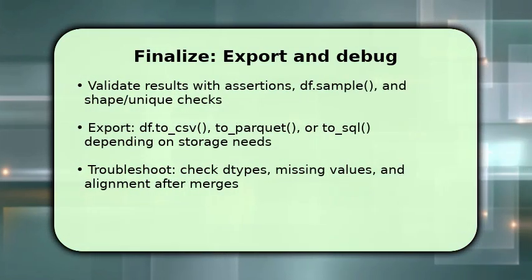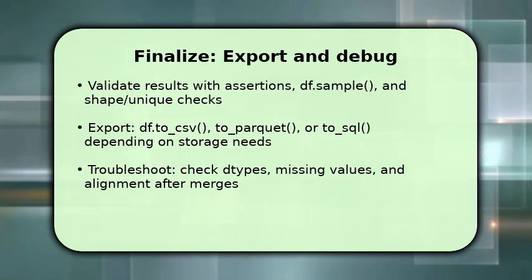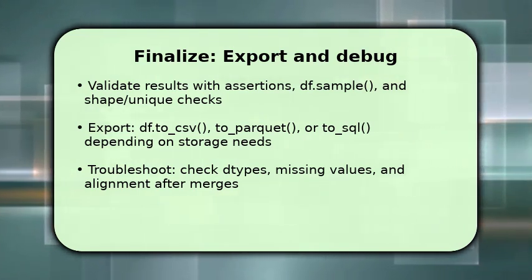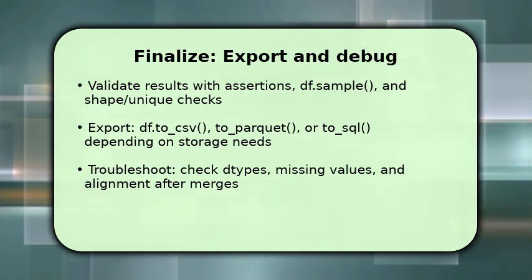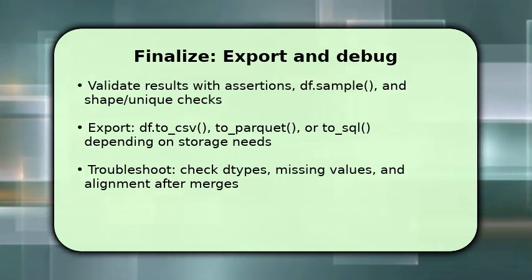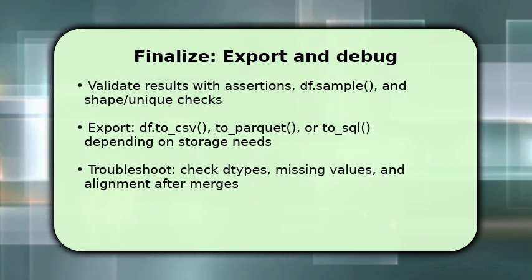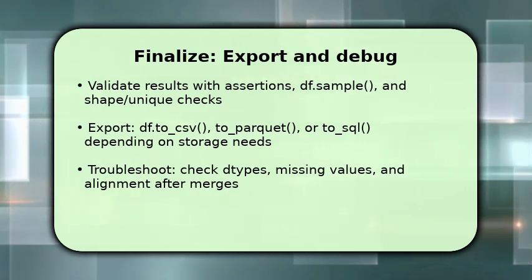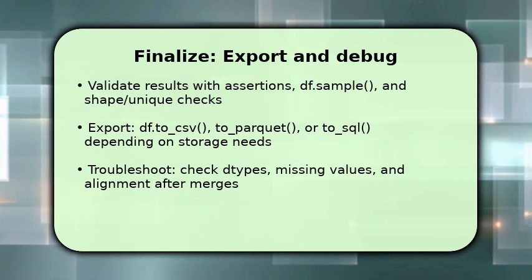You finalize by validating outputs. Run assertions on expected row counts, inspect df.sample, and check unique values and shapes to confirm transformations. Then export in the appropriate format: CSV for portability, Parquet for efficient storage, or to_sql for databases.